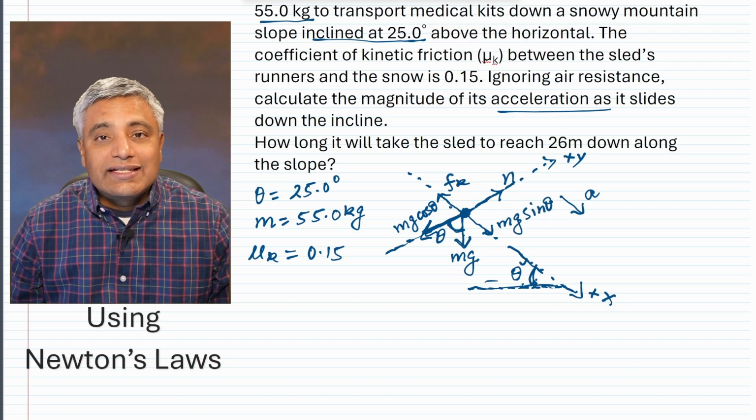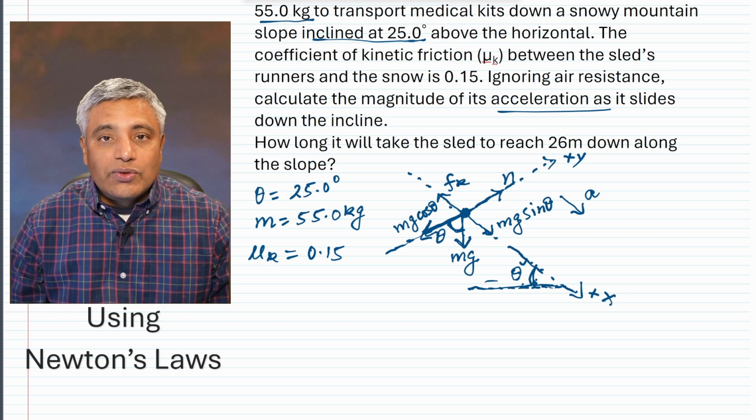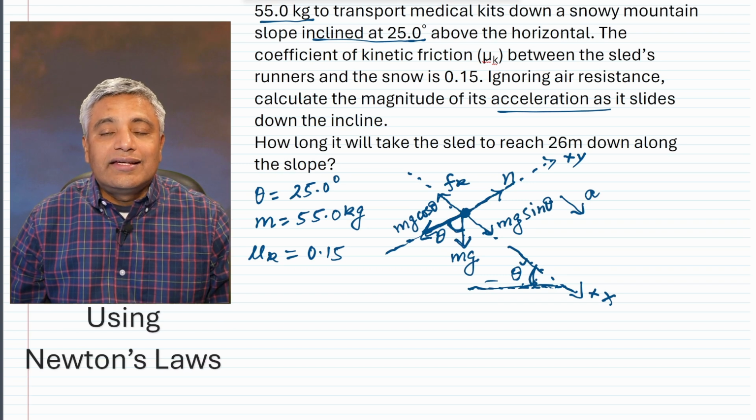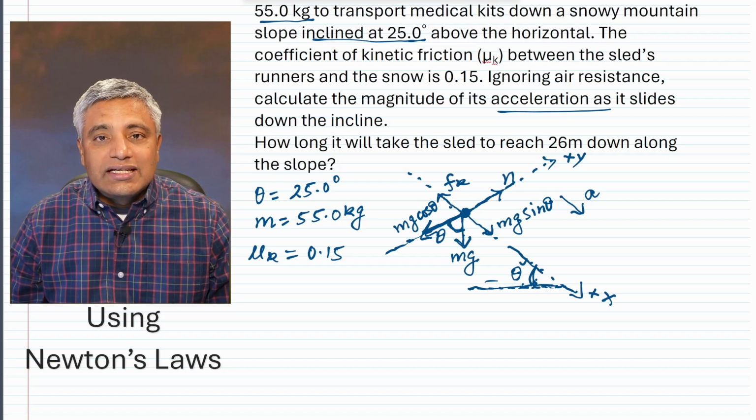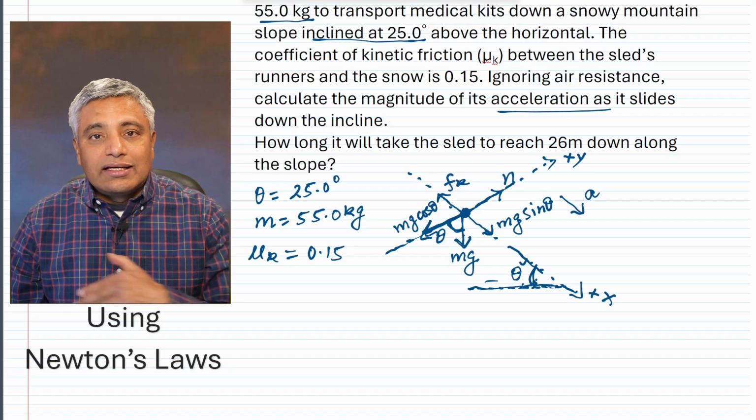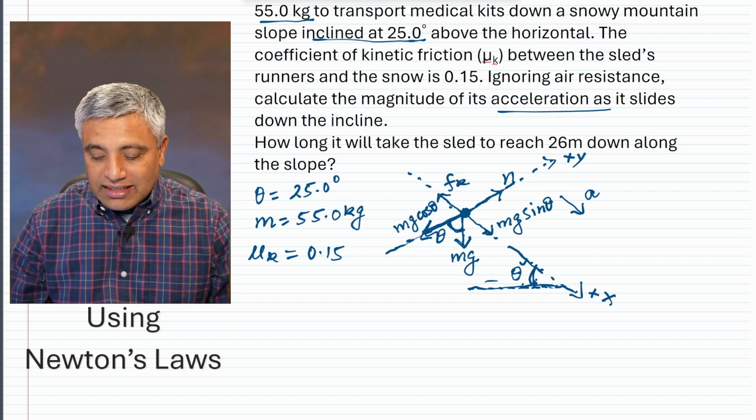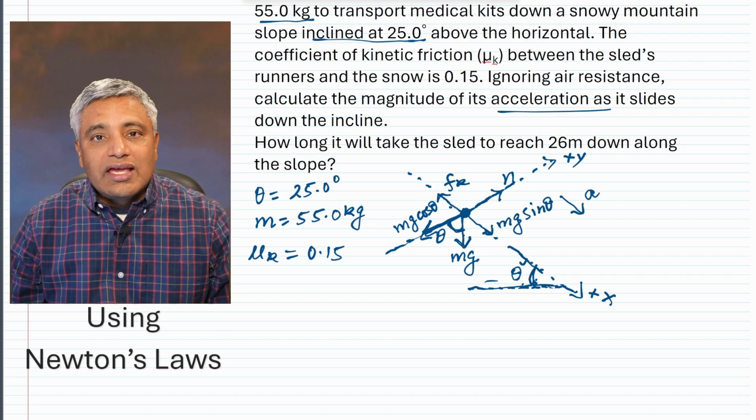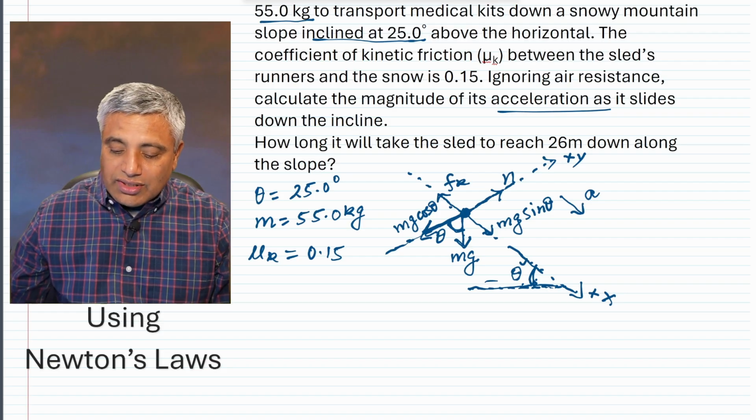Once we have written mg, or the weight, in terms of its components, we can now neglect the weight. What force is making it accelerate? It is the component of the weight along the incline, that is mg sine theta. Fk is trying to stop it, the friction force is trying to slow it down, but mg sine theta is making it accelerate.